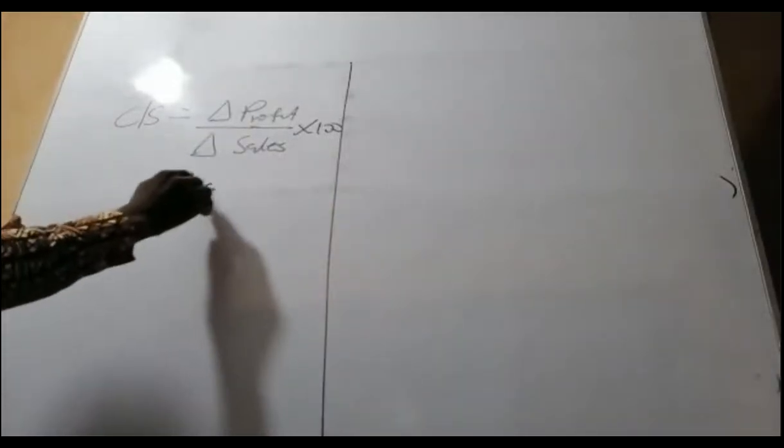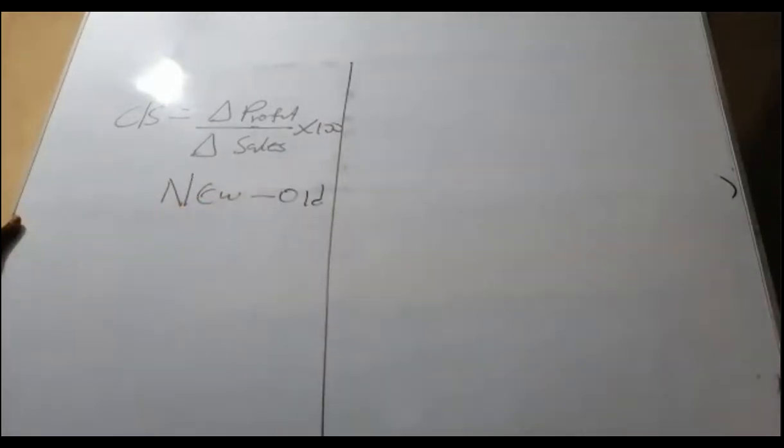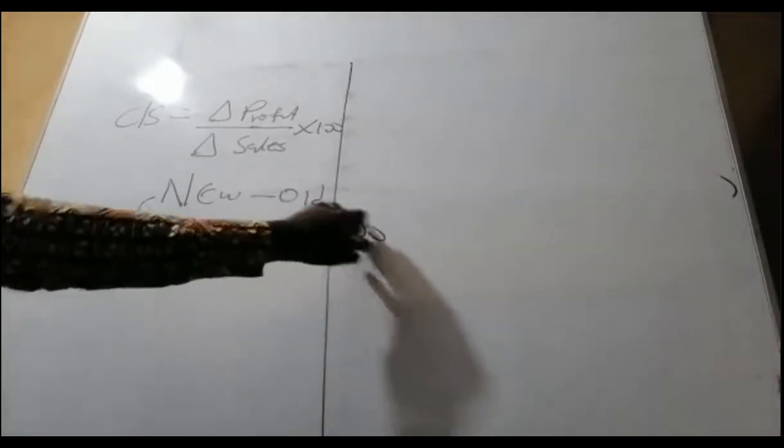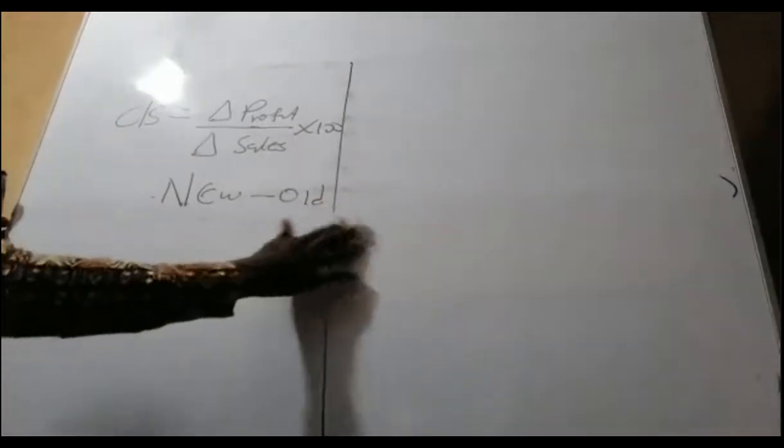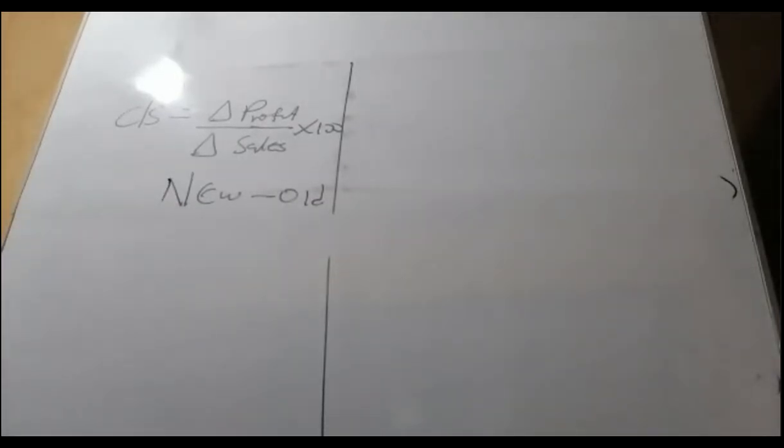Good. So we are saying that CS ratio is nothing but change in profit over change in sales. Change simply means new minus old. If you want to express it in percentage, divide it by old and times it by what? 100. But here we don't want the percentage, we want the absolute figure. Good. So change simply means new minus what? Old. That's the change.